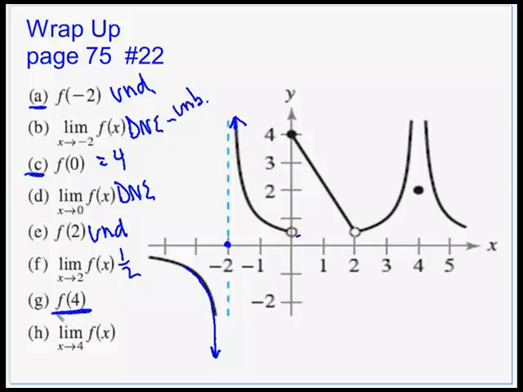Letter G, what is f of 4? Well, I look on my x-axis at 4. If I look down, I don't see anything, but if I look up, boom, I hit this point. So f of 4 has a height of 2 on the y-axis.